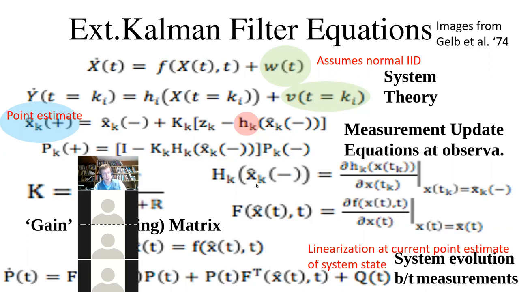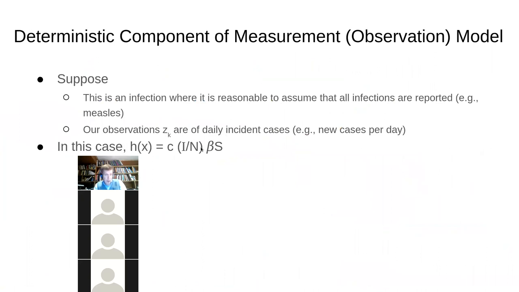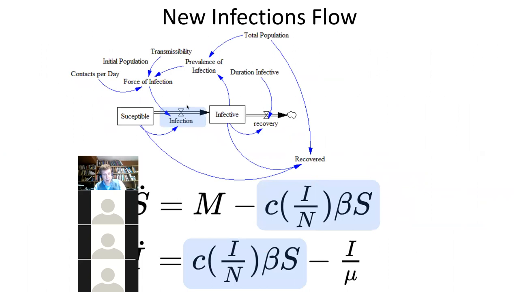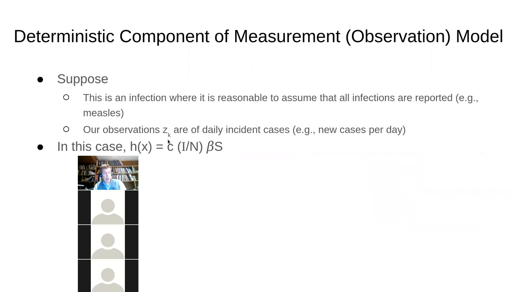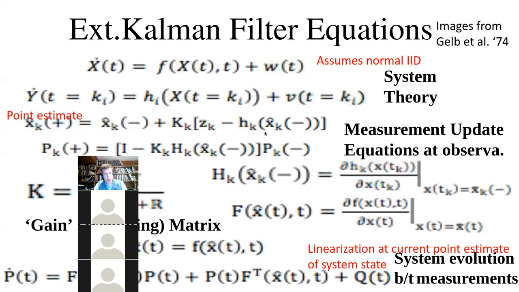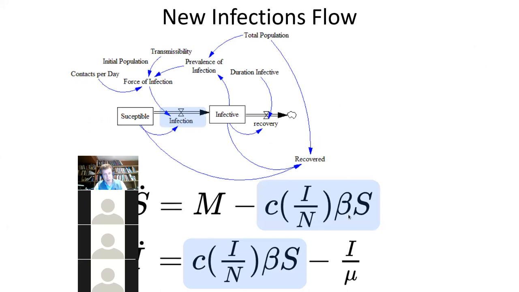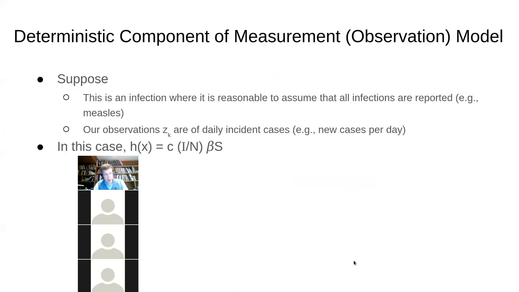Okay, now let's look at the measurement model. For this case, we want a measurement function. We use this one here. So suppose we have daily incident cases, we see I over N times beta times S. That was just from this. This is the daily incident cases. I could have actually just said, suppose observations were instead the number of people currently infective, in which case H of X would have just been I. Or maybe it's the number of people recovering, in which case I could say it's I over the duration infective, or I over mu. I could have all three of them.